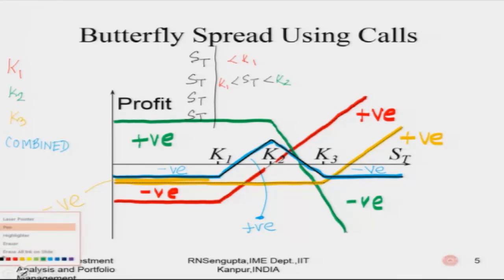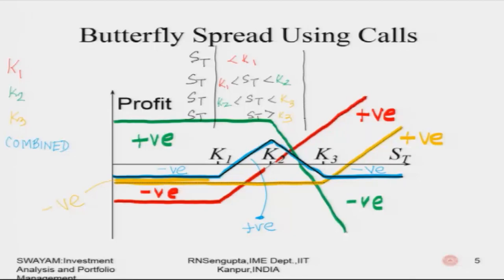And in the next case, you have ST and then again ST. So, this would be less than K2, less than K3, and finally greater than K3. So, what happens? We will mark them as positive or negative. There are 3 options, we will mark them accordingly.